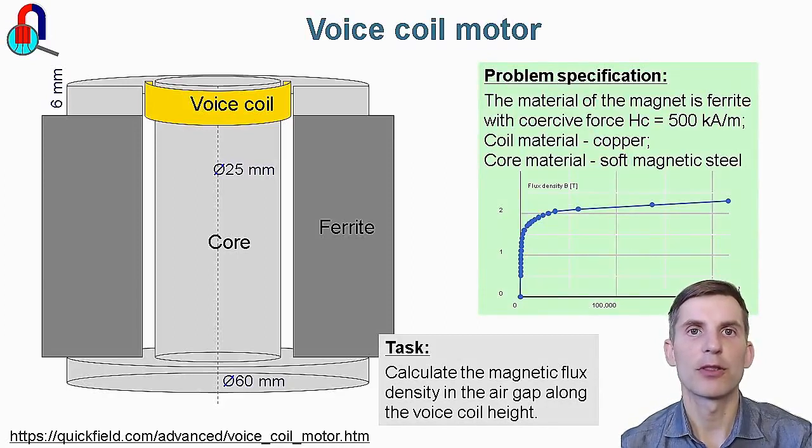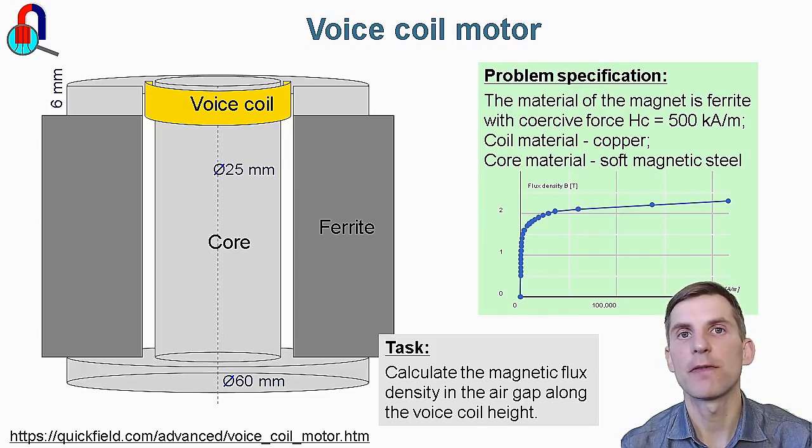Voice coil motor simulation in QuickField. In this example, I'm going to simulate the magnetic system of the loudspeaker and find the flux density profile in the air gap, where the voice coil is located. Remember, it is essential for the loudspeaker to avoid distortion to have a uniform magnetic field distribution in the air gap for any possible position of the voice coil.